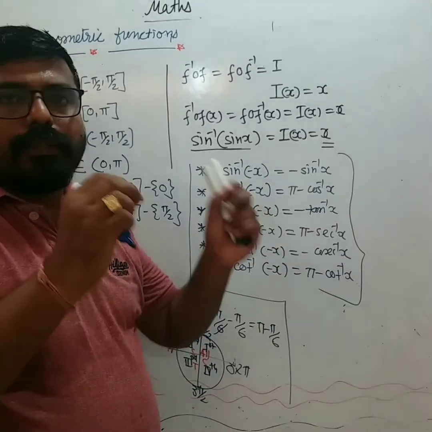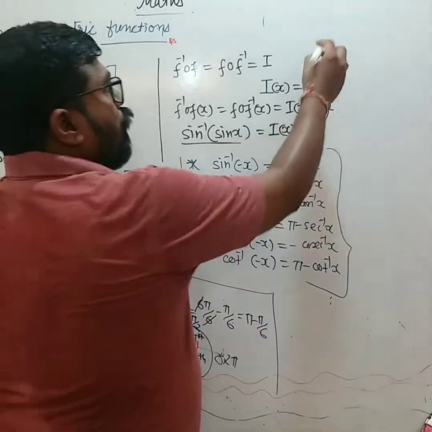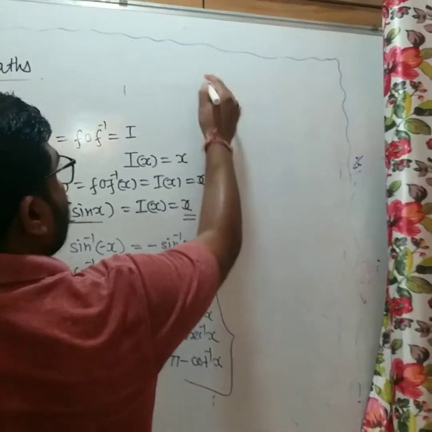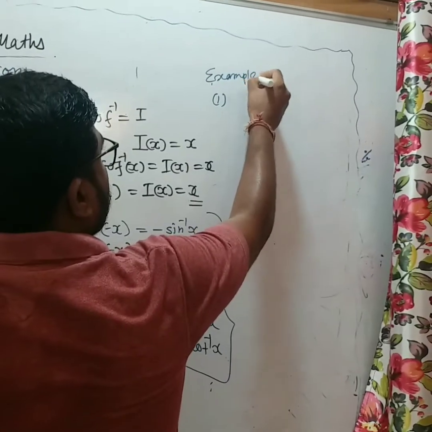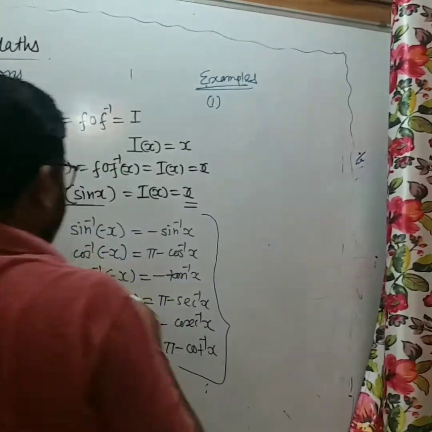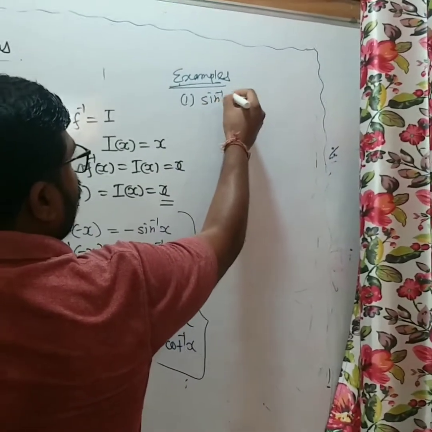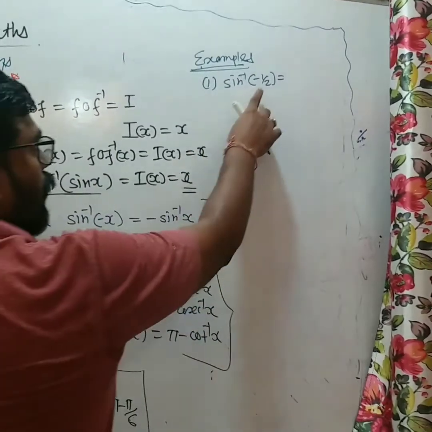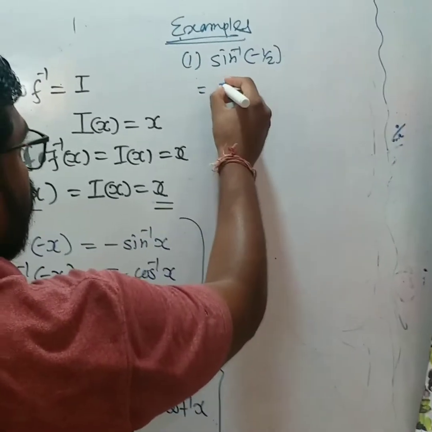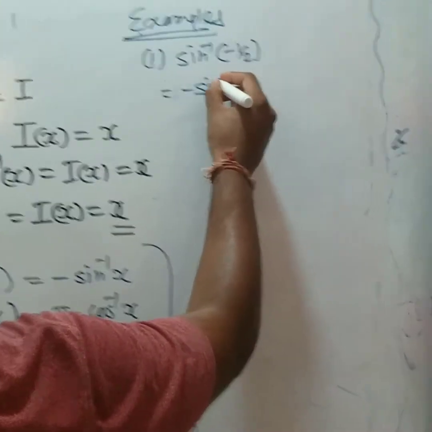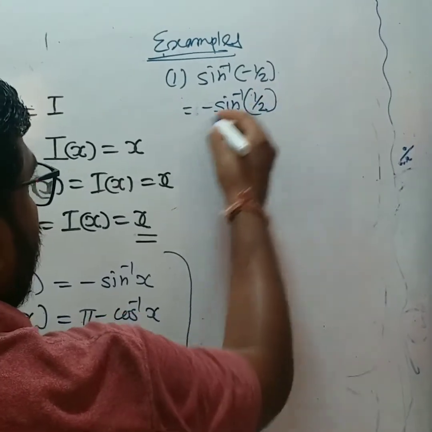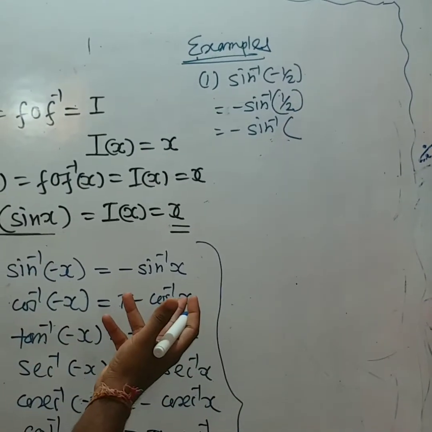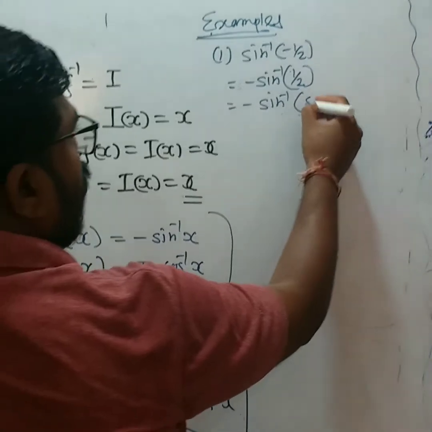So I will give you some examples of this. See here, first example: sine inverse of minus 1/2. This is negative, so we can write minus sine inverse of half. Now minus sine inverse of half, for what value does sine give us half? That is sine pi by 6.